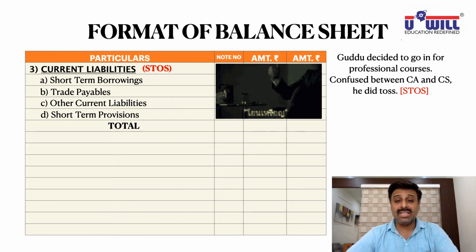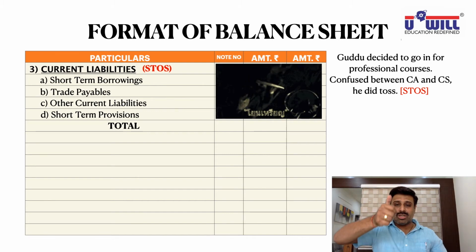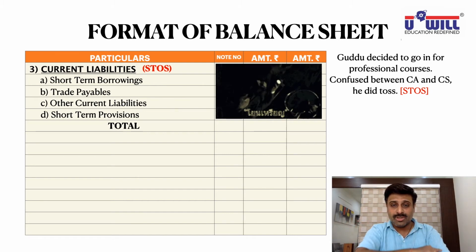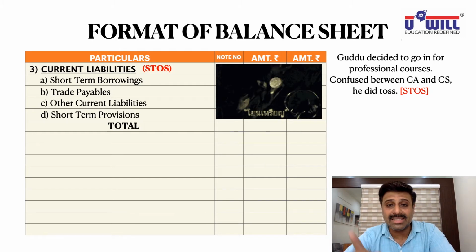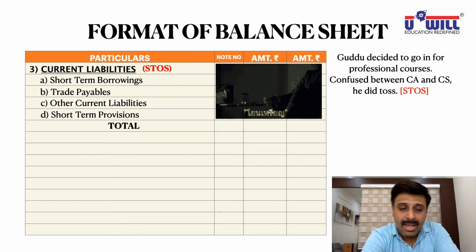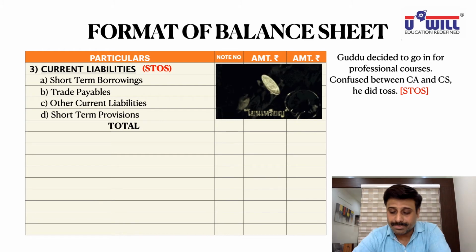Guddu decided to do CA and CS, and for that he did TOS. But you remember STOS. So S, short-term borrowing, T, trade payables, O, other current liabilities, S, short-term provisions. I hope everyone is clear up till here.